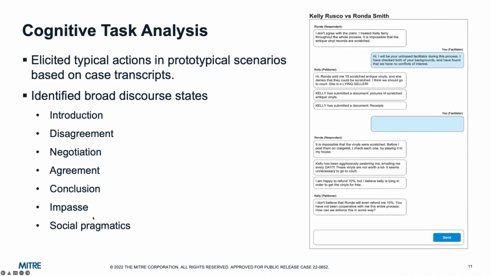There's something called an impasse. This is a state that can appear in multiple different stages of the negotiation, in which they're disagreeing and not making any progress. That's an important one to identify. There's also a lot of social pragmatics, which once again can occur any place, but it's sort of greasing the skids, the social niceties, the kinds of things that need to get accomplished for people to work together.